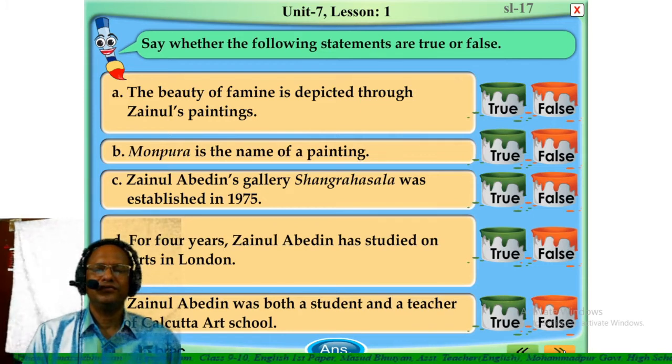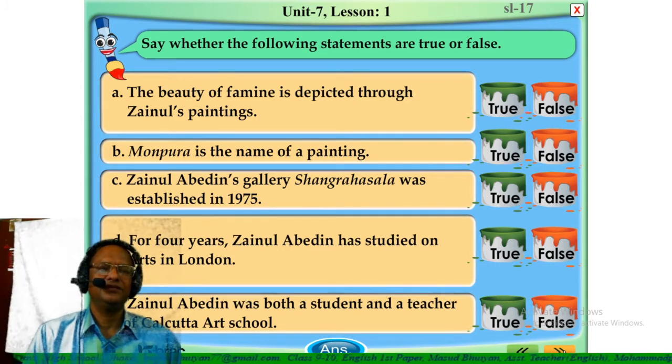Monpura is the name of a painting. Number C, Zainul Abedin's gallery Sangrahashala was established in 1975. Number D, for 4 years Zainul Abedin has studied on arts in London. Number E, Zainul Abedin was both a student and a teacher of Kolkata Art School. Dear learners, I hope you have written your answer.